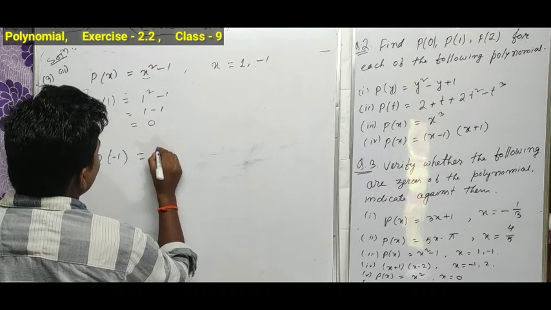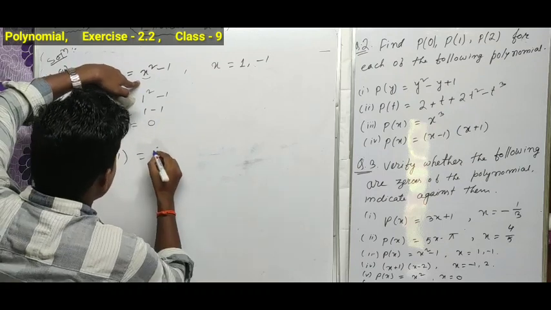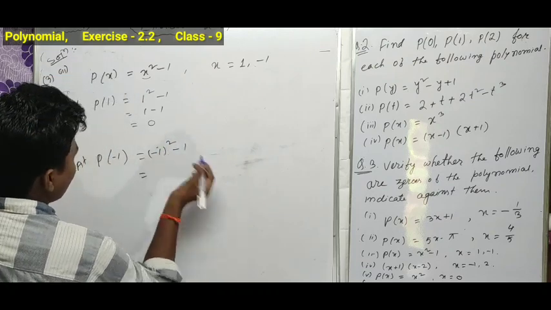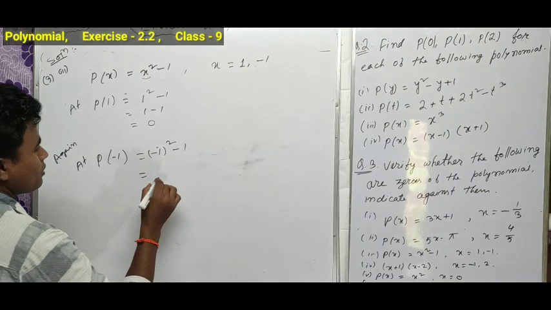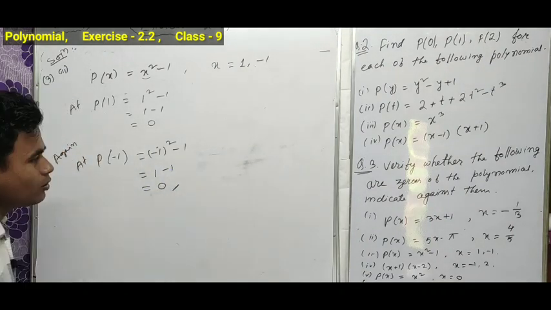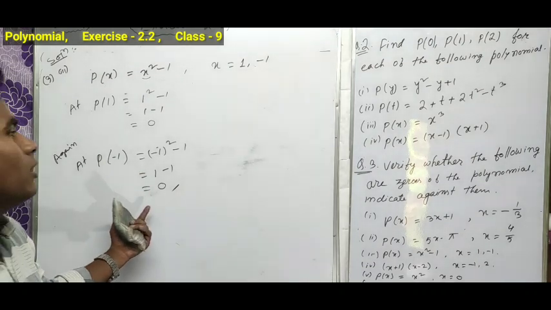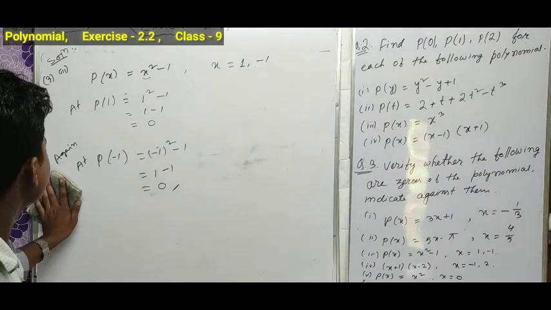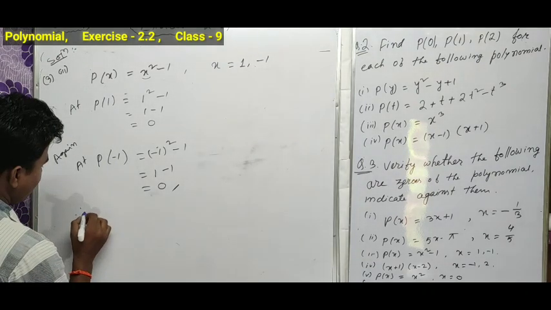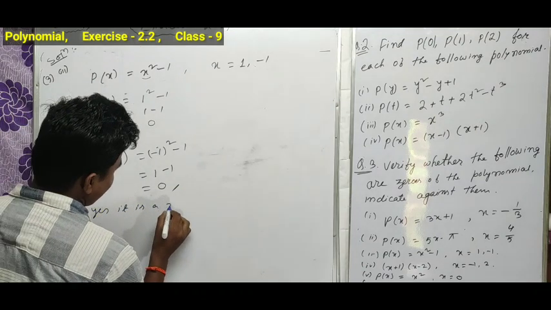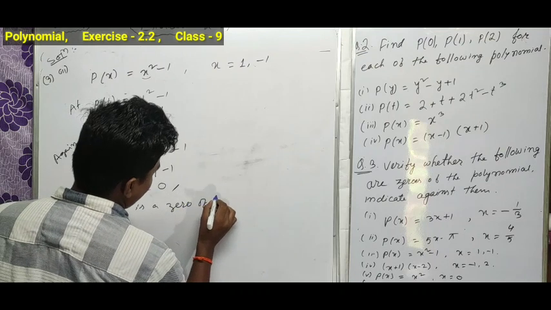Again we can write at p minus 1. Okay, so what will come in this x, we can write minus 1 square and then minus 1. So minus minus plus, 1 and minus 1. Okay, it becomes 0. So yes, this is a 0 of polynomial. Okay, we have to write that. Yes, it is a 0 of polynomial.